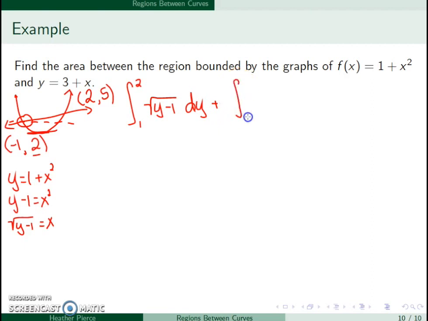We then want to move from the y-coordinate of 2 to the y-coordinate of 5. And in this case, we can see that the right function is now this square root of y minus 1. And we'll subtract out the actual left function that exists now. We know that y is equal to 3 plus x, so y minus 3 is equal to x.